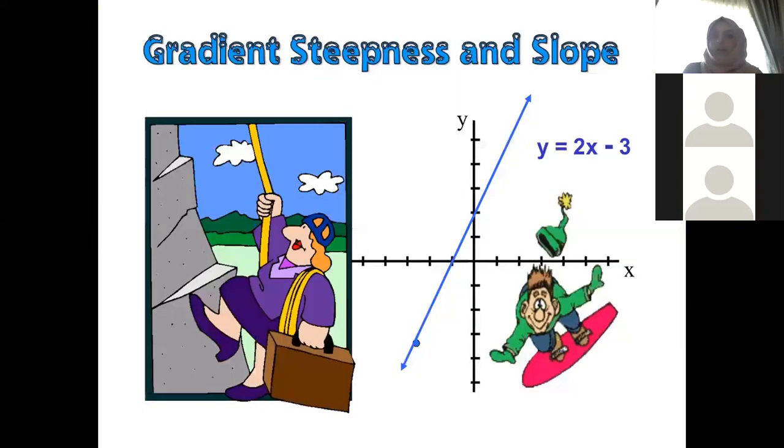Now, gradient or steepness, or you may find some of the resources call it slope. What does gradient mean? It's the steepness of the line. So how do we find the steepness of the line or the slope of the line? Before we start, how can we find it?